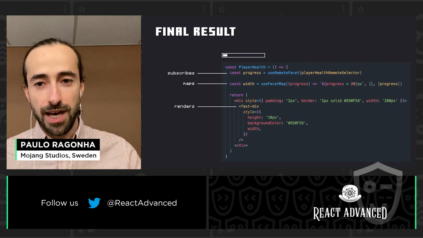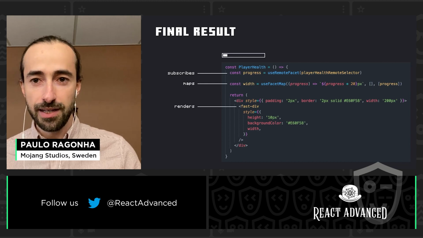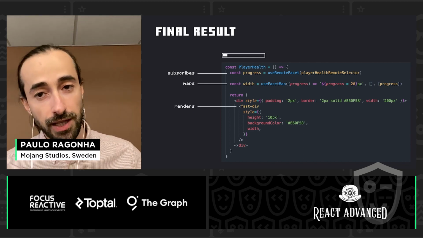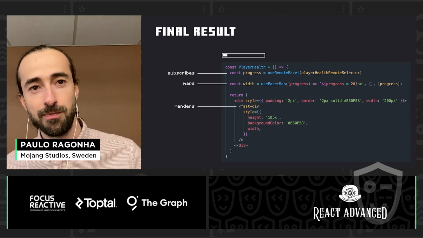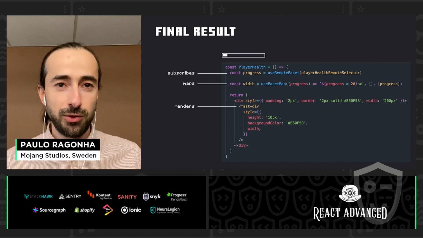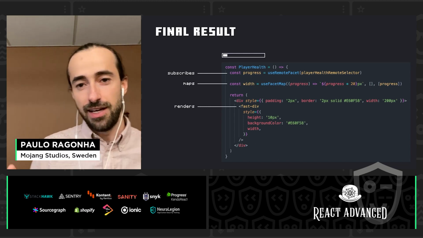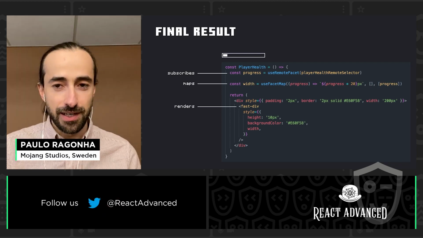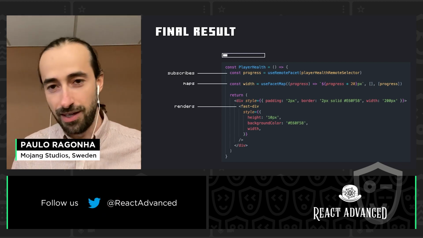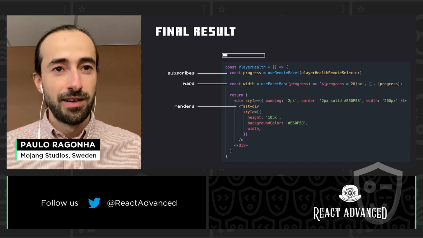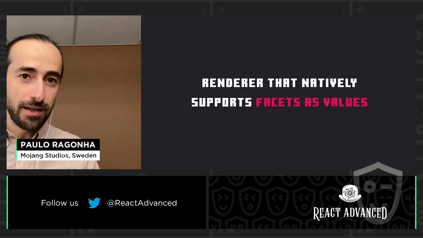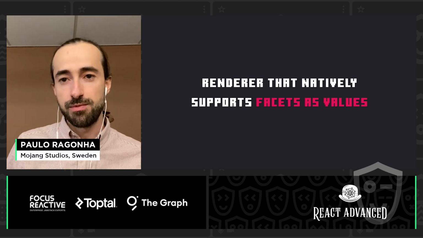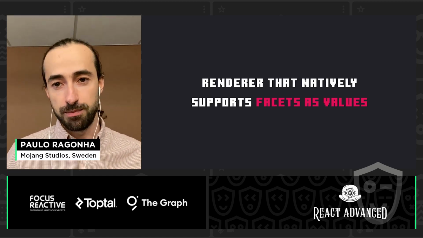And in the end, what we have is basically this: a component that is subscribing to a remote facet, turning it into a variable progress that holds a facet of progress. Then we're mapping that into a width facet that has the width. And then I'm taking that and passing it to the fast div, which actually updates that prop in the DOM. So we have basically created a renderer that natively supports facets, or you could say a lightweight observable, as values for the props.